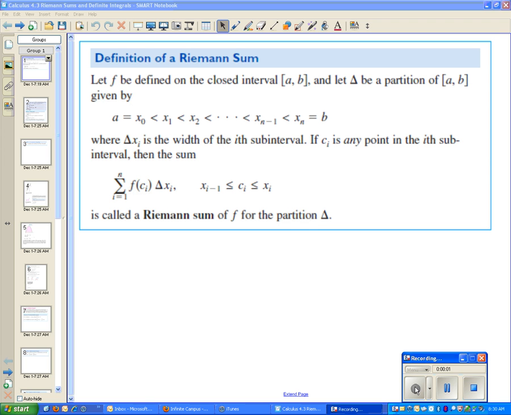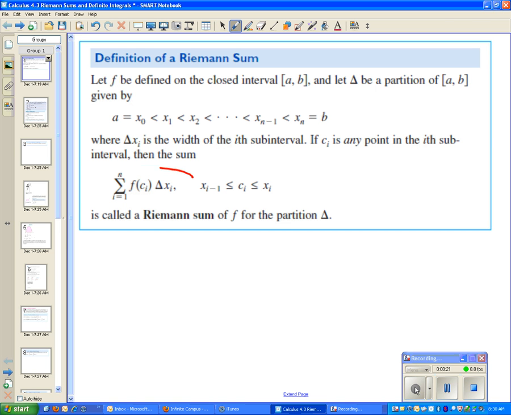All right, in section 4.3, we're working with Riemann sums. Riemann is actually a guy's name, so that's where that comes from, and evidently he worked with sums. That's my guess anyway. All right, so here's our definition. It's fun.